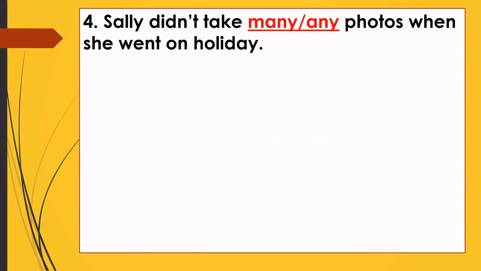Number 4, Shelley did not take dash photos when she went on holidays. So now here the word photos is showing a large number of an amount and it is indicating a positive sense. And we have used here both the determiners many and any. But many indicates a large number and it has a positive meaning, while any indicates not much and it has a negative meaning.